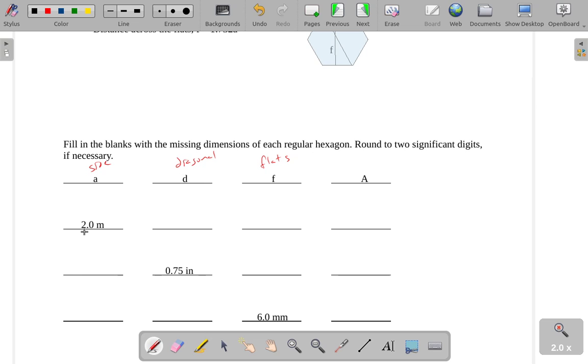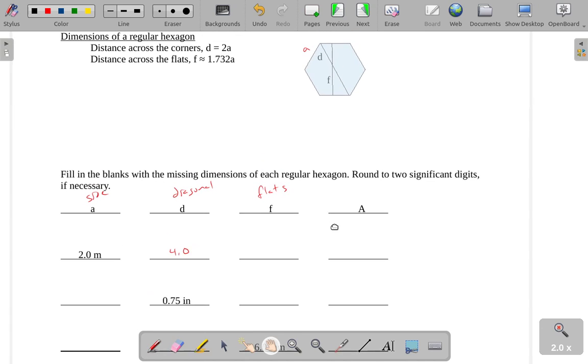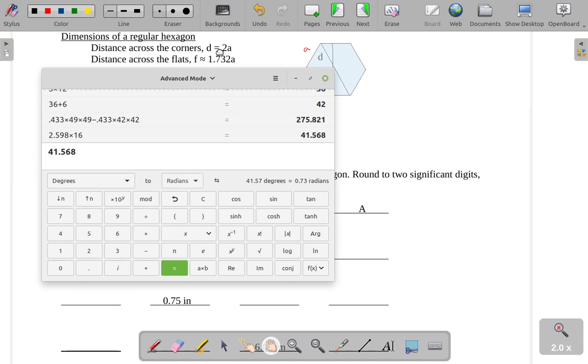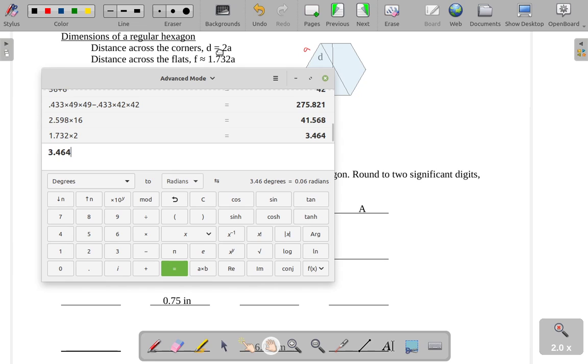Okay, so if the side length is 2.0, the diagonal length is double that. It will be 4.0. The distance across the flats, well, I'm going to take 1.732 times A. 1.732 times 2, which gives me 3.464. I'm going to round that to 2 significant digits, which means I'm going to call it 3.5.